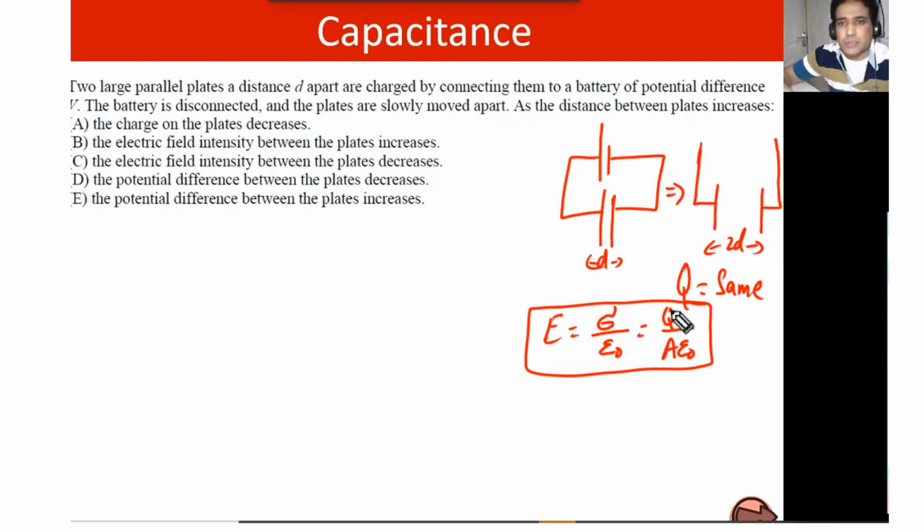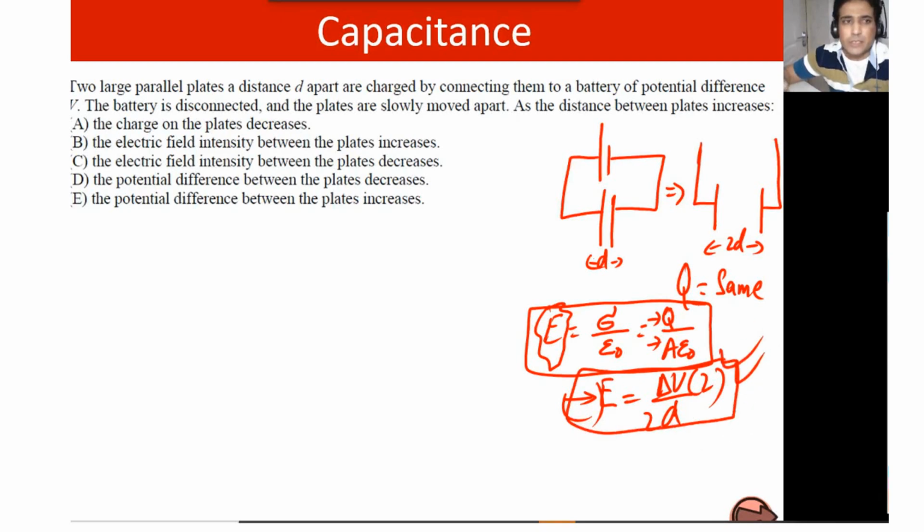In this case, the charge stays the same, so the electric field stays the same, but you increase the distance. Then you can find out E is also equal to delta V over D. So E stays same. If this is doubled, this also has to be doubled. So you can understand uniform field with this formula. This is an easy way. Let's move on to the next one.